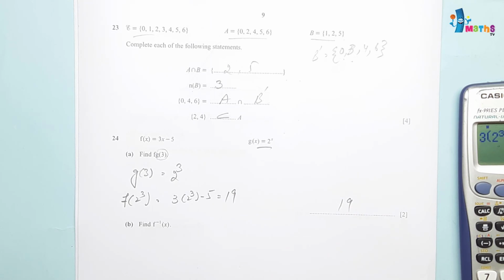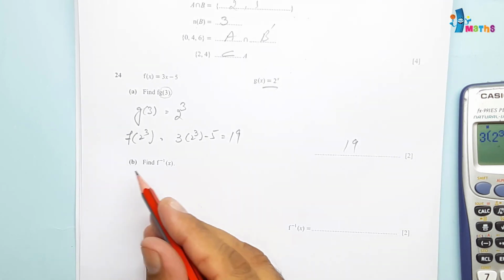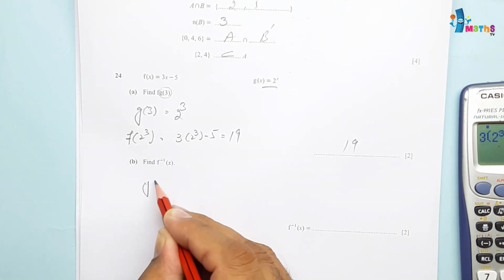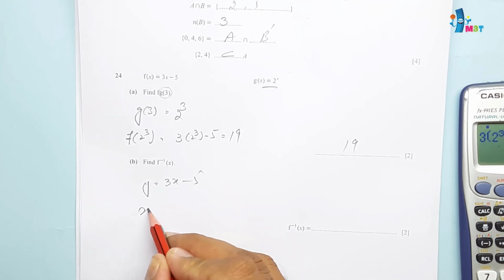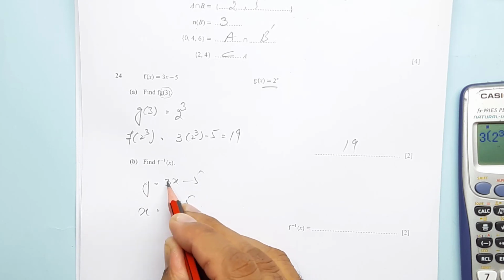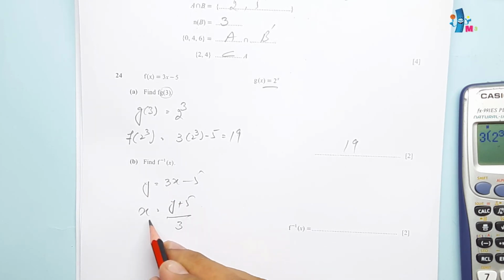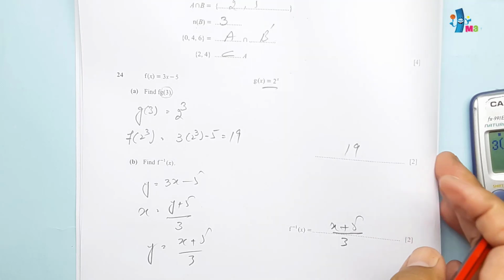Then find f inverse of x. F of x is given, which is, I will write f of x. F of x means y. Y is equal to 3x minus 5. So we'll make x the subject. So we can shift 5 to this side, y plus 5 and divide by 3. So and swap. So y is equal to x plus 5 by 3. So answer will be x plus 5 over 3.